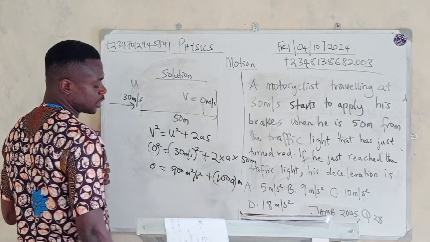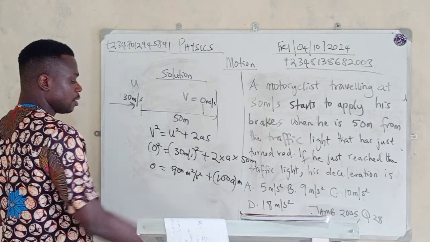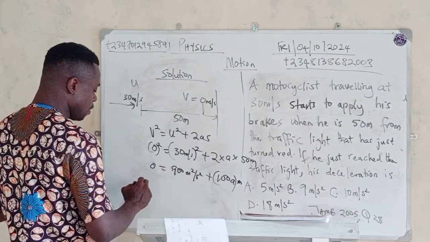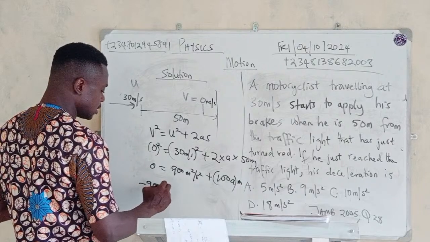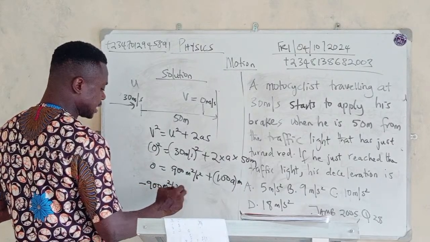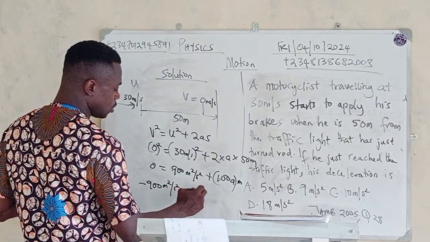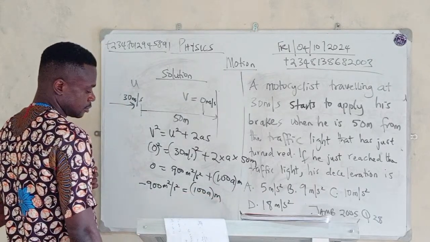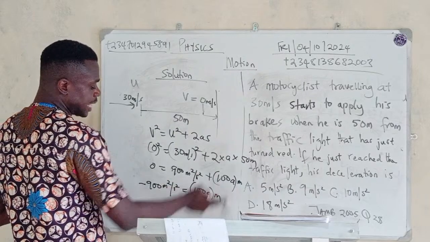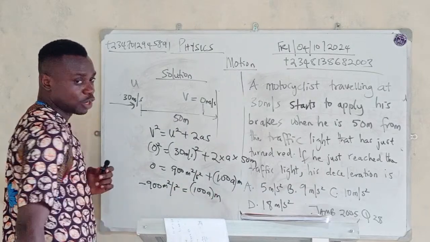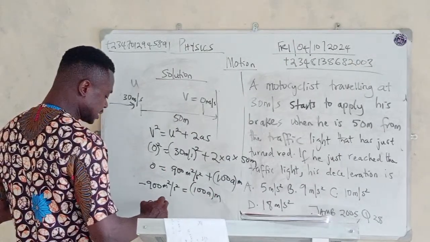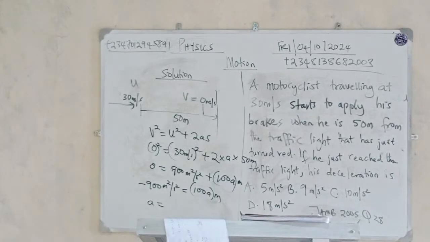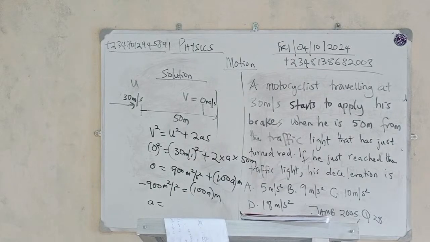We'll make a the subject of the formula by dividing. Let's move this one to this place. So we have minus 900 meters squared per second squared is equal to 100a meters. We divide both sides by 100 meters for us to make a the subject of the formula. So that means a is now equal to what? Oh, this thing has blocked this. It's still clear, but let me shift it.